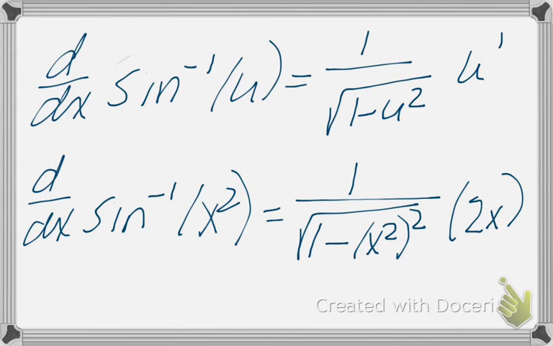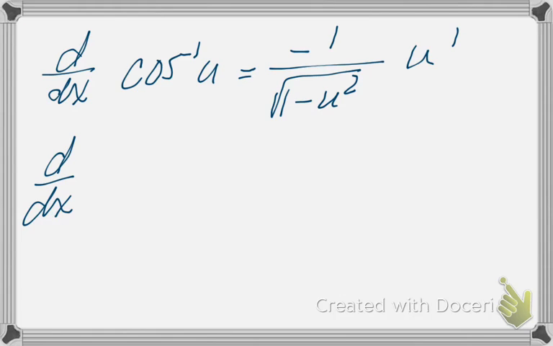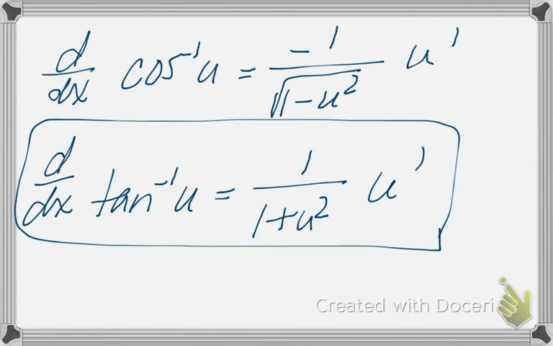So I'm just going to give you all the different derivatives. The derivative of cosine inverse u is negative 1 over radical 1 minus u squared times u prime. The difference between that and sine is that this one has a negative in the numerator. The derivative of tan inverse u is 1 over 1 plus u squared times the derivative of u. In my experience, I have found that tan is the most popular one that they will use.